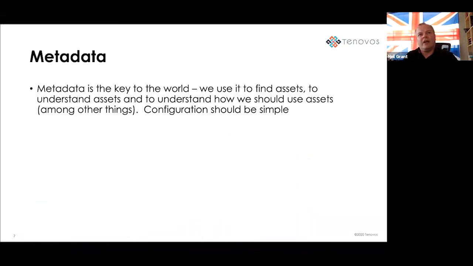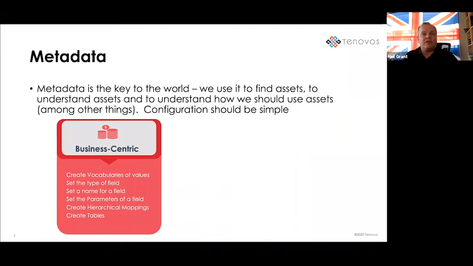So looking at that, what we have is that business-centric value. We've got the ability to create vocabularies of values, and set the type of field and the name of the field. We don't have to worry about what's going to go on the back end, what the table name is, or what the column name is, because the system does that for us. We should be able to set the parameters, because that's how the field is going to be used. We should be able to create those hierarchical mappings. This is about usage of the system and creating those tables. And when I say create tables, I don't mean from a database perspective. I mean from a business perspective: these fields make sense to be in a tabular format for us.